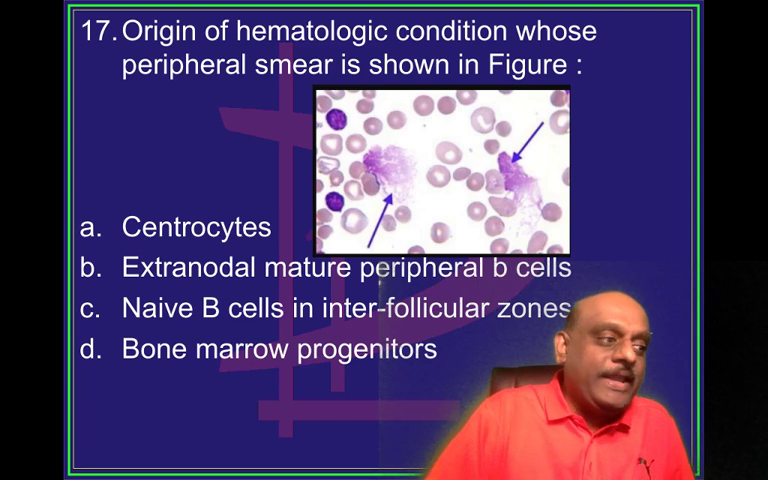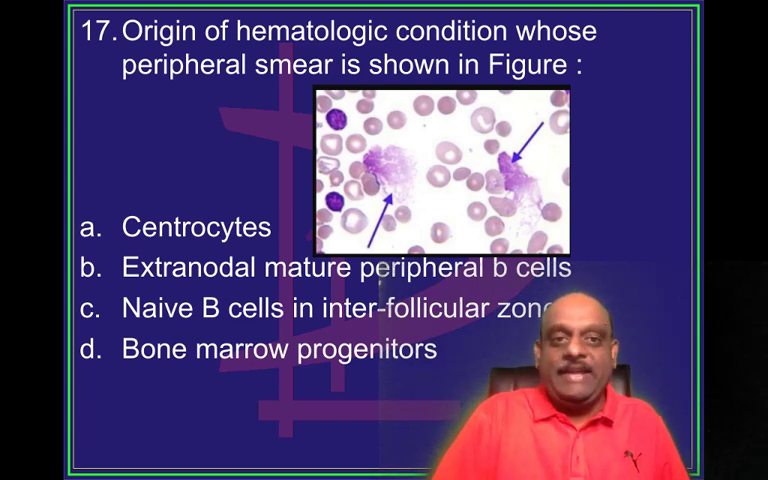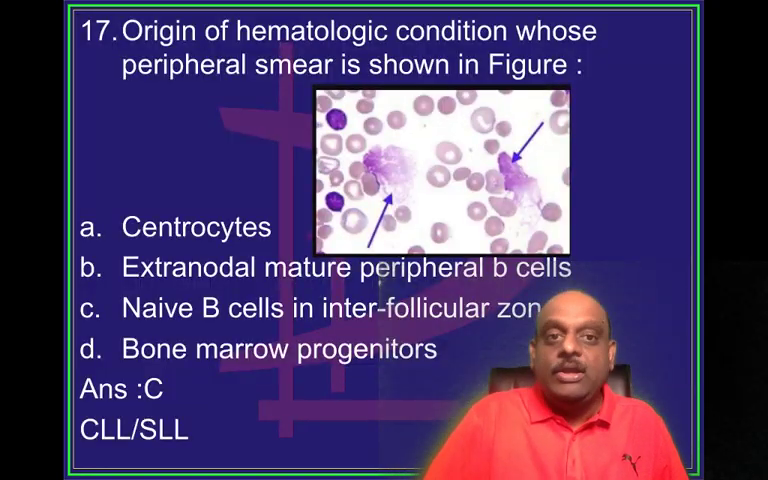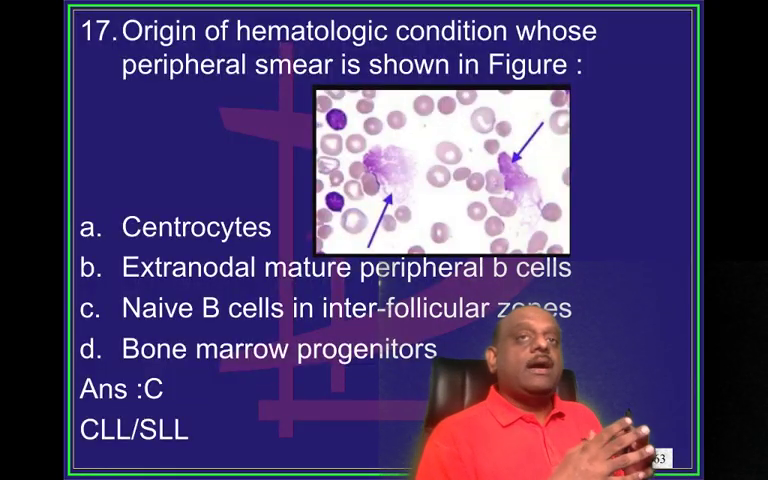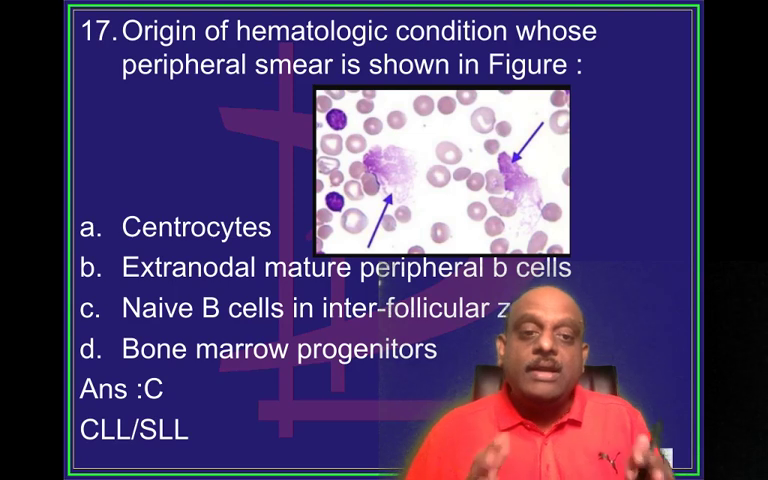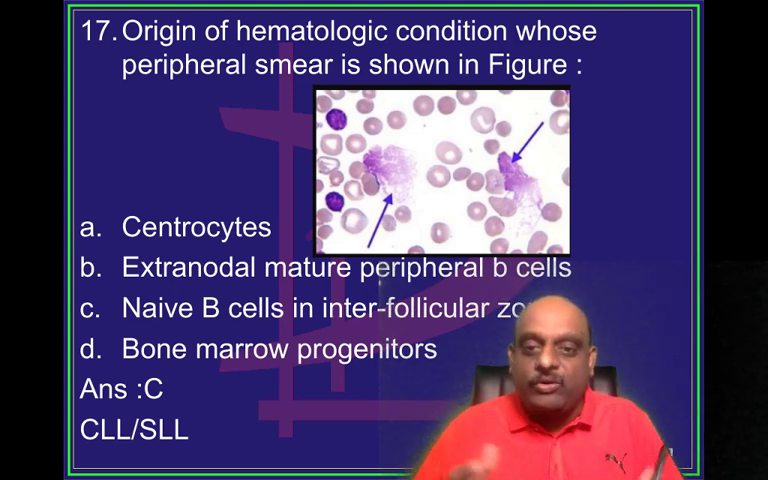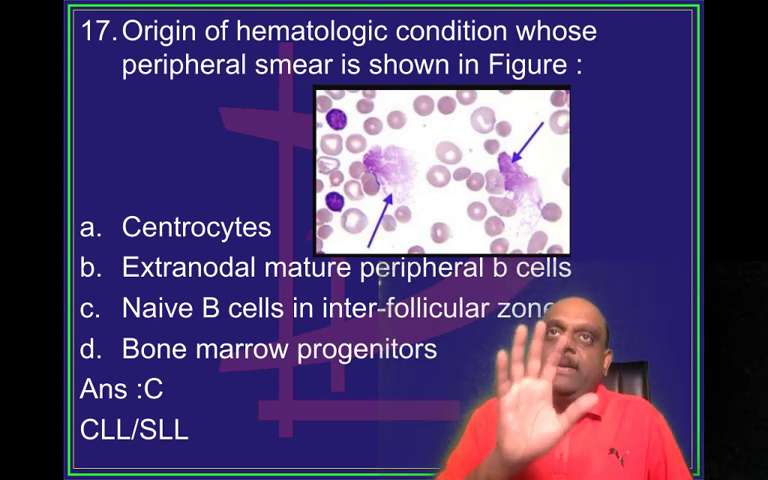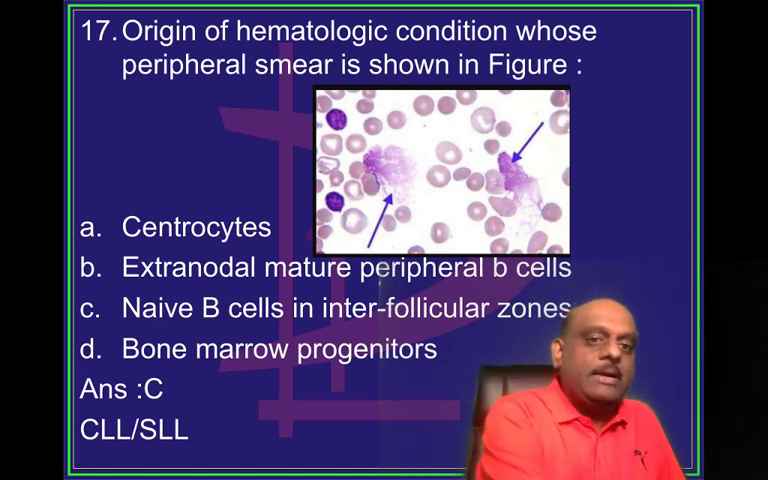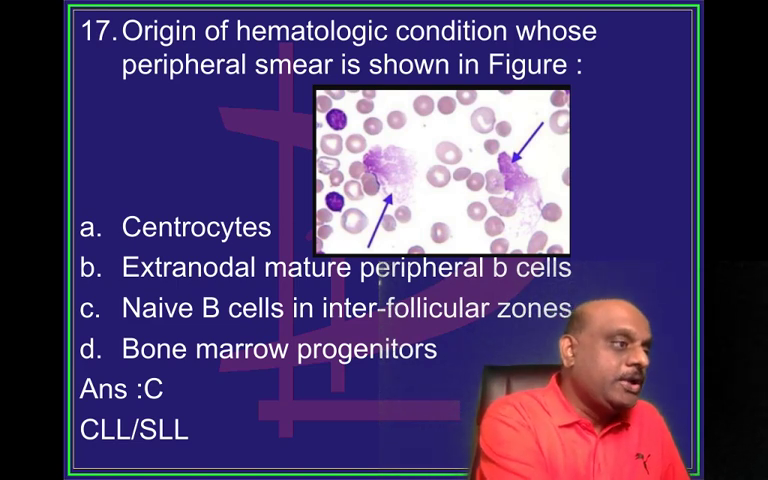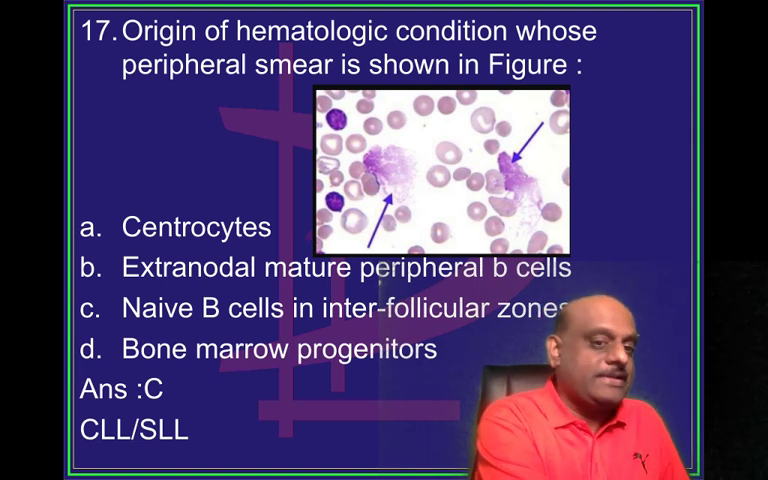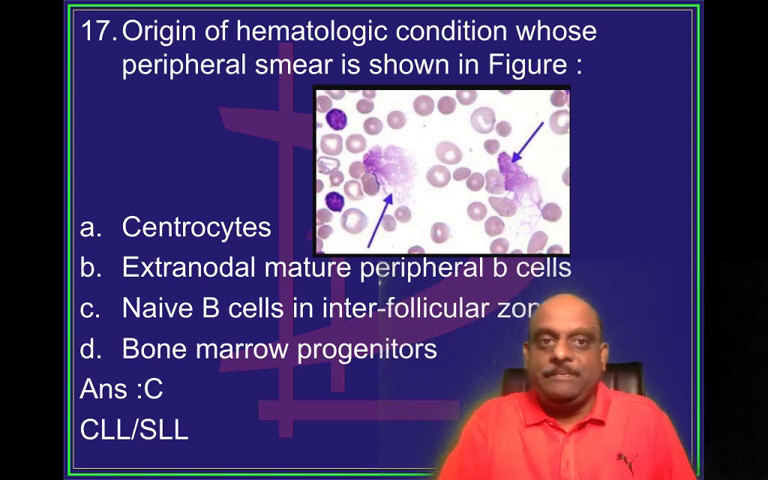So now the question is, CLL originates from naive B cells in the interfollicular zone. This is an important topic, doctor. In leukemia and lymphoma you should not go wrong. Sudha was clean bowled, but no worries. Sudha Shukla is absolutely good. Very good.